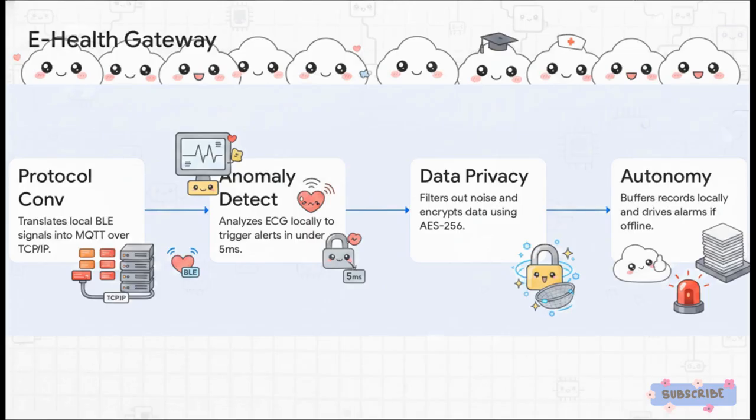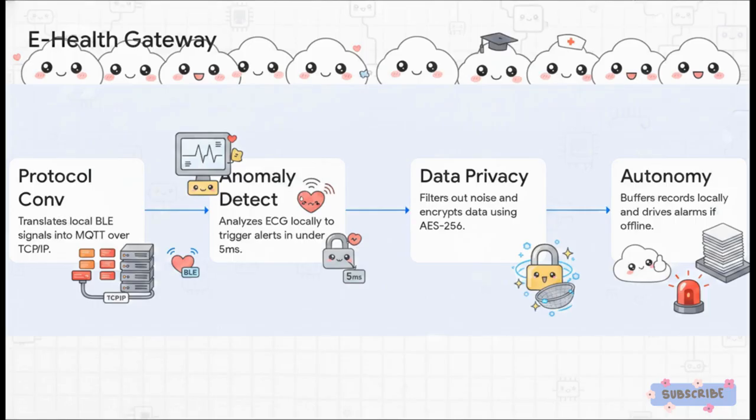Second is local anomaly detection. A lightweight local algorithm analyzes the ECG waveform frame by frame. If it spots ventricular fibrillation, boom, it triggers an alert in under 5 milliseconds, locally, no waiting for the cloud. Third, data reduction and privacy. It filters out the noise and encrypts data using AES 256 right there at the edge.